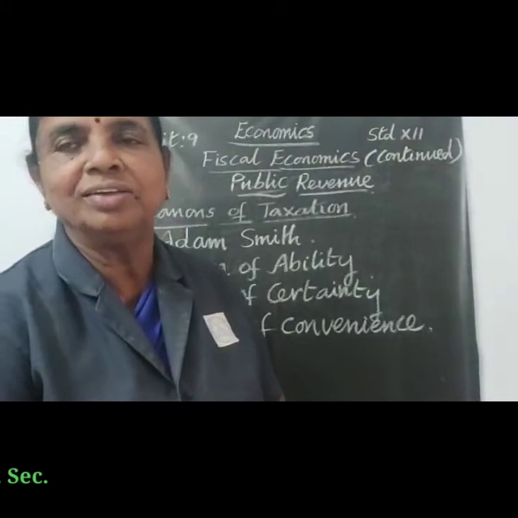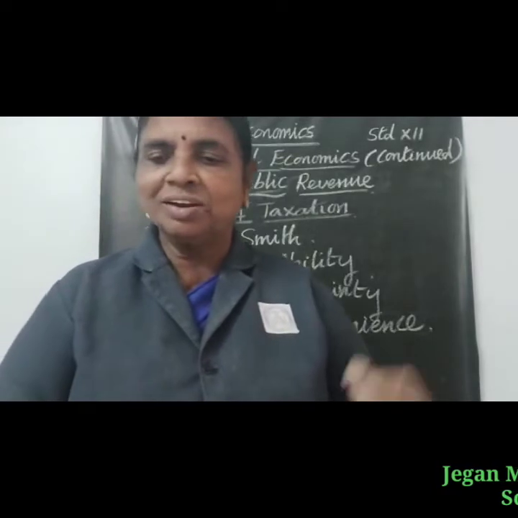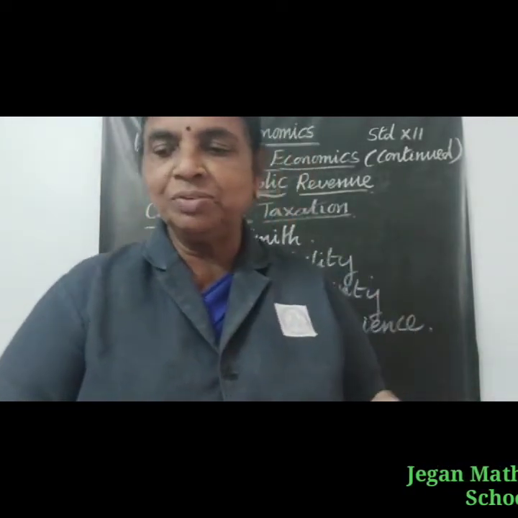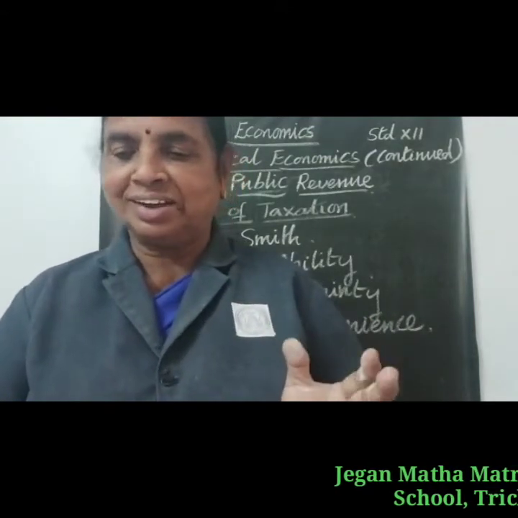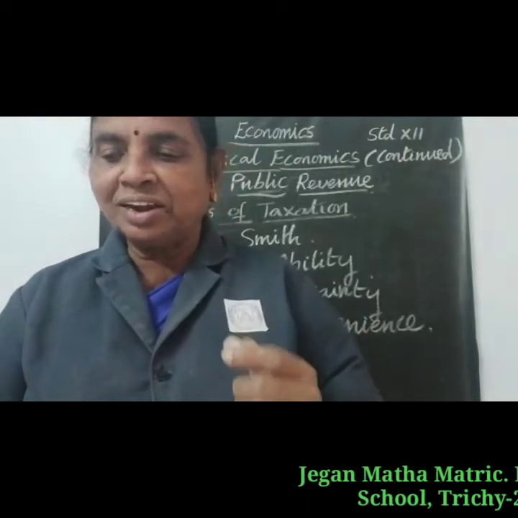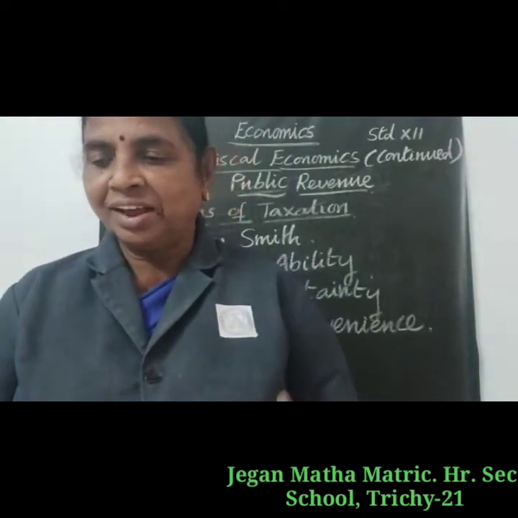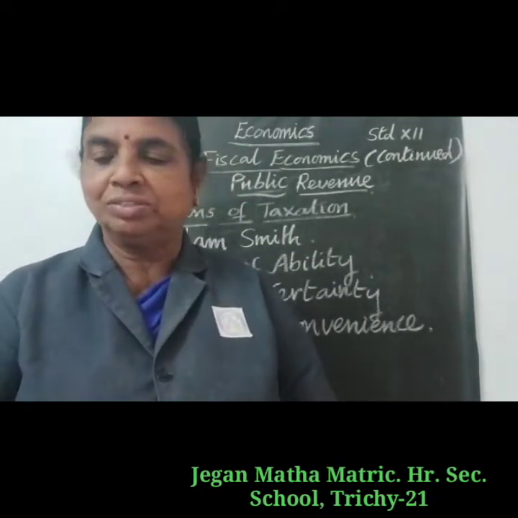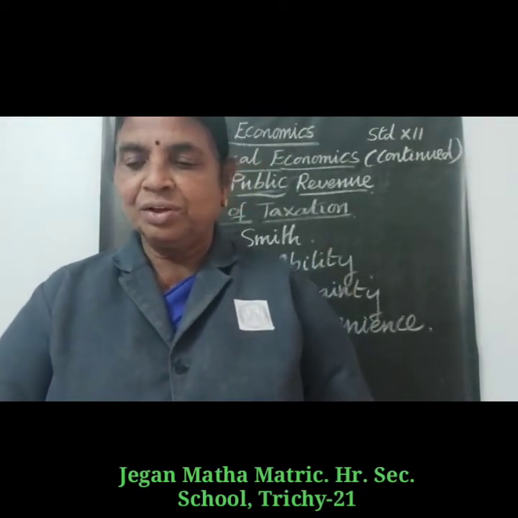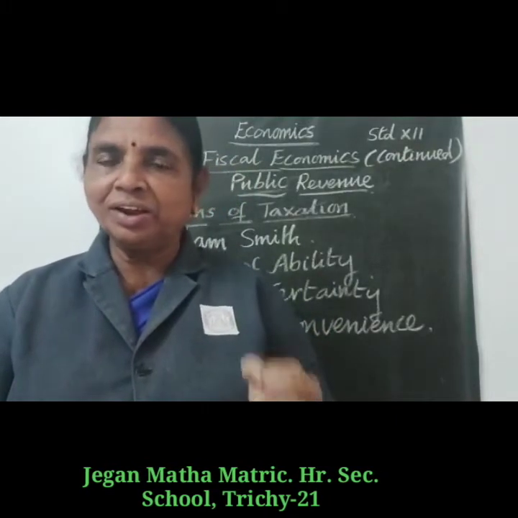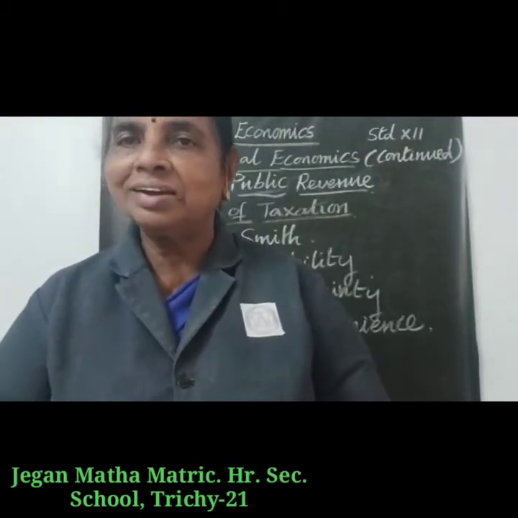And the fourth important one is canon of economy. The government has to spend money for collecting taxes. For example, salaries are given to the persons who are responsible for collecting taxes. The taxes where collection costs are more are considered as bad taxes. Hence, according to Adam Smith, the government should impose only those taxes whose collection costs are very less and cheap.